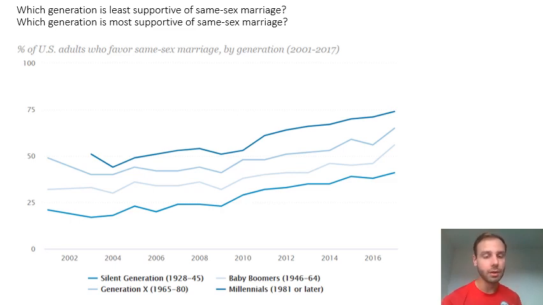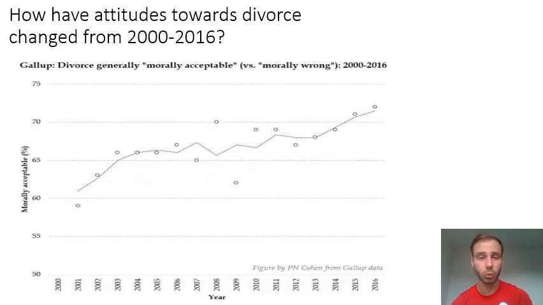Now you can see very clearly that millennials in this graph are most supportive of same-sex marriage. They are the youngest generation and they are most supportive of same-sex marriage. The oldest generation, the silent generation, 1928 to 45, are the least supportive of same-sex marriage. So different generations have very different attitudes towards same-sex marriage and therefore towards that type of family. Moving on, we can also see attitudes towards divorce.